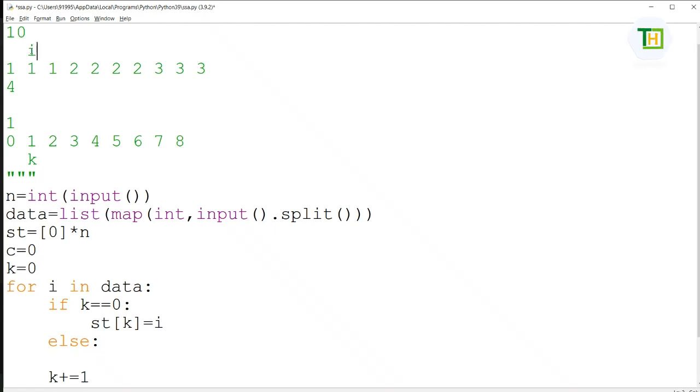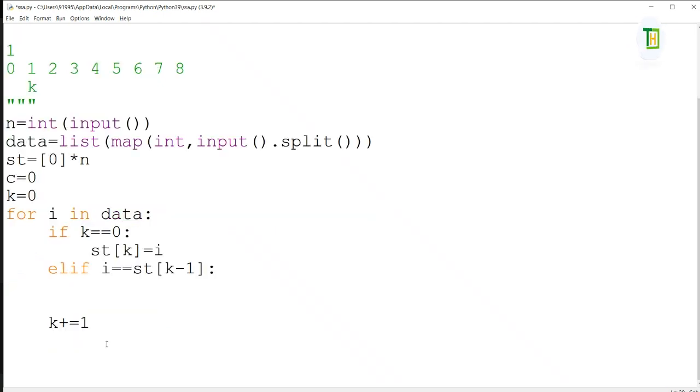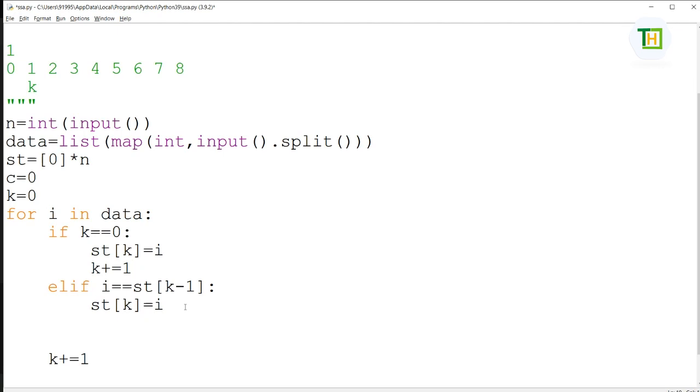Now I'm going to check with k minus 1 value. Else if I is equal to st of k minus 1, both are equal. If both are equal, st of k is equal to I. That is also not a big problem, right? Here also I have to increment. Here also I'm going to increment k value.